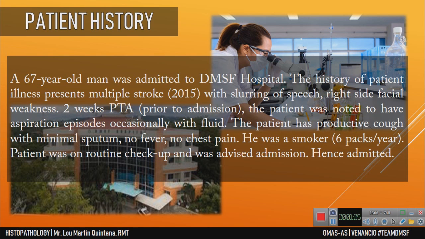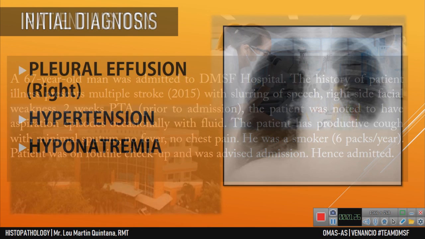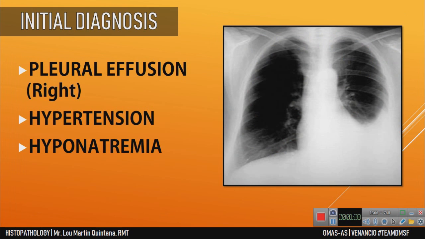The physician then ordered the series of tests: electrolytes, troponin I, glucose, lipid profile, coagulation test, complete blood count, creatinine, chest radiograph, diagnostic thoracentesis, and a gram stain. The initial diagnosis of the attending physician was pleural effusion, hypertension, and hyponatremia. This was due to the laboratory tests performed.